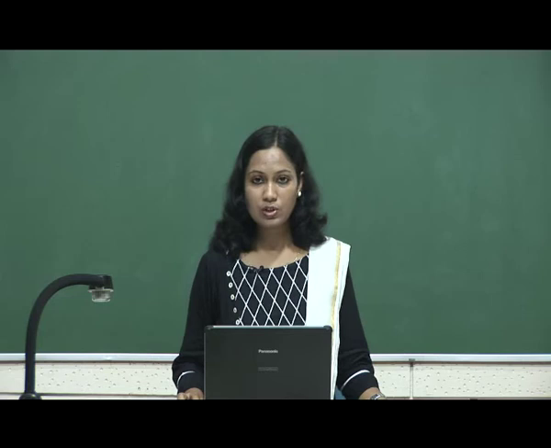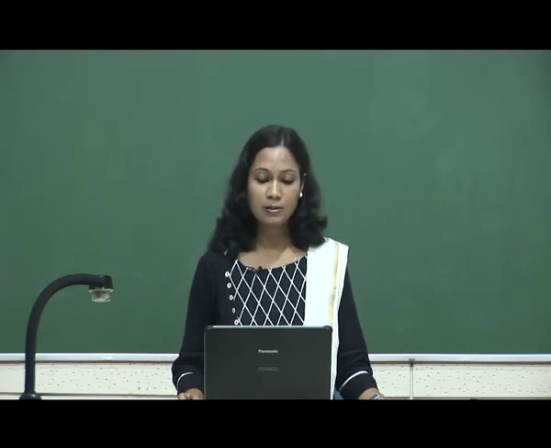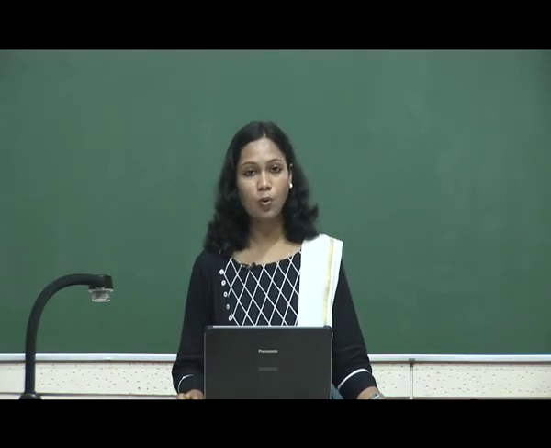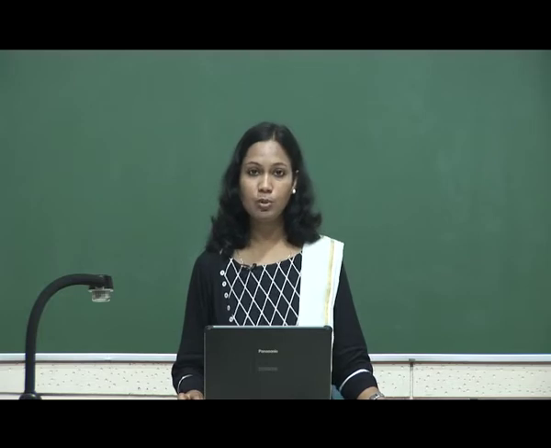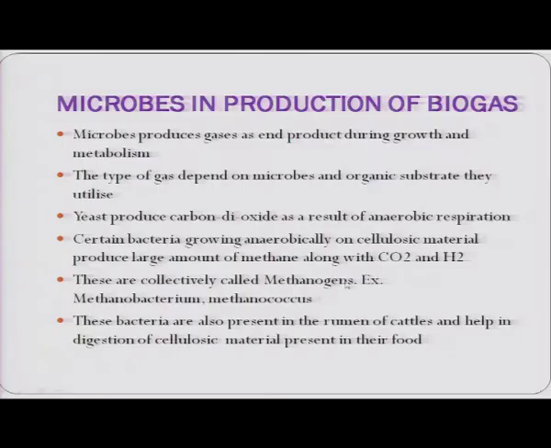So, these methanogens which grow anaerobically are helping in the production of biogas, and examples of methanogens are Methanobacterium and Methanococcus. These bacteria are also present in the rumen of cattle and they help in the digestion of cellulosic material present in their food.